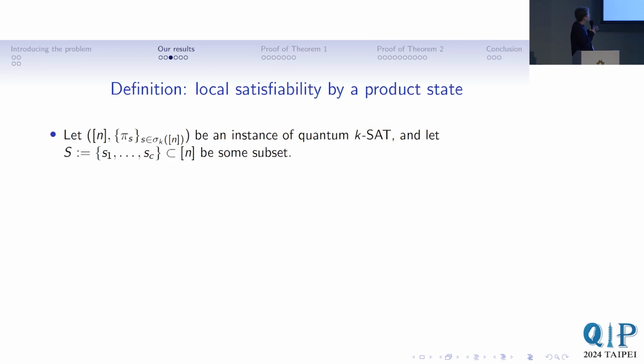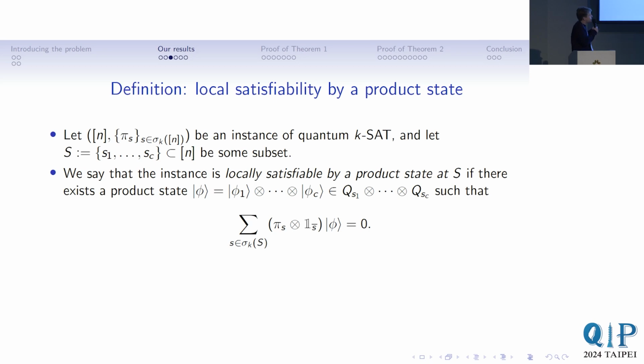So what are the local checks? We're going to be checking local satisfiability by a product state. So if you've got an instance of quantum k-sat defined by some projections, and you take a subset of the n qubits, then we say that the instance is locally satisfiable by product state on that subset if there exists some product state of those qubits, such that if you only consider the constraints acting just on qubits in that subset, then this product state is in the kernel of all those constraints. So this is the notion of local satisfiability we use.